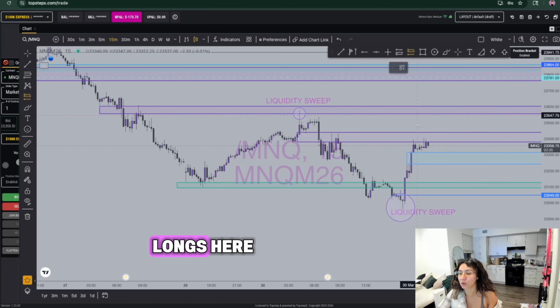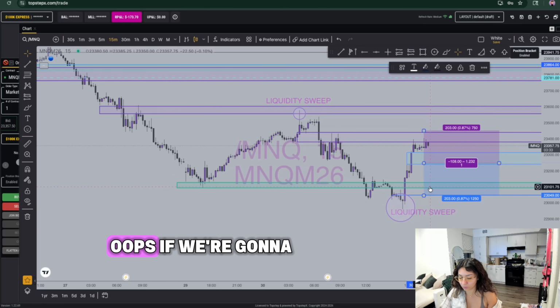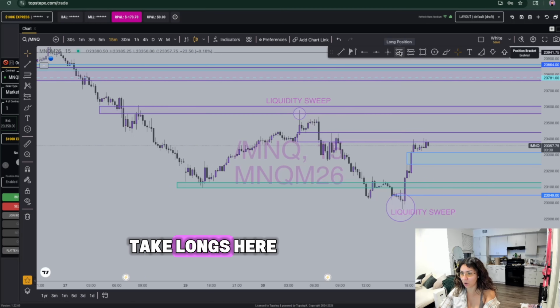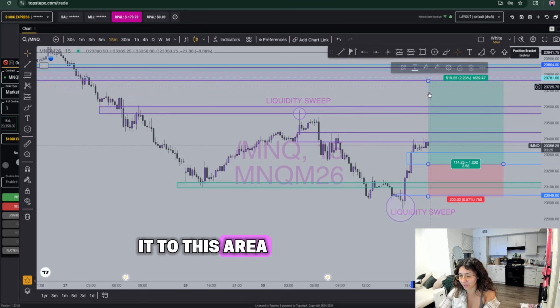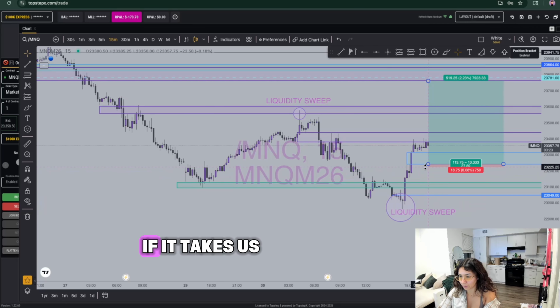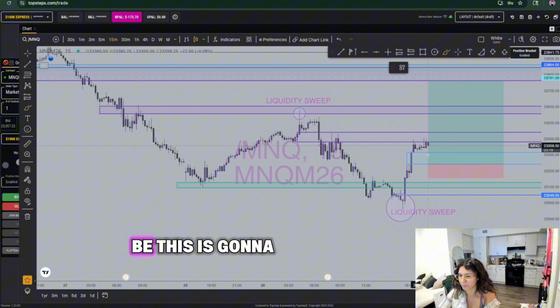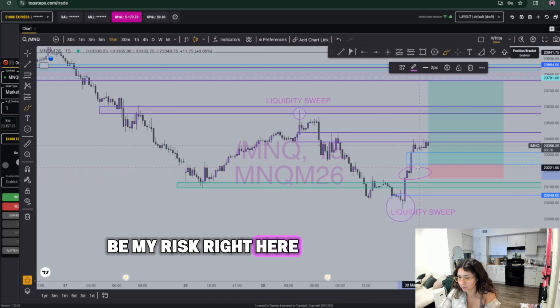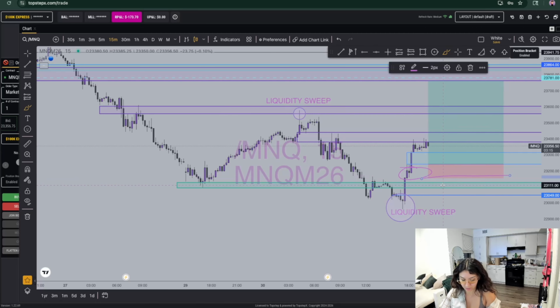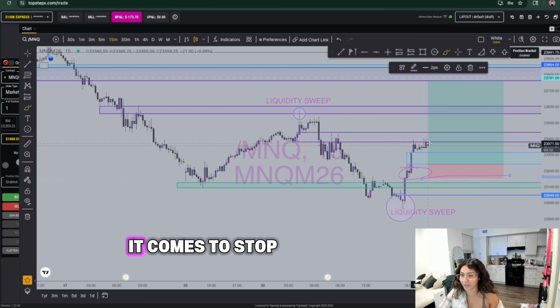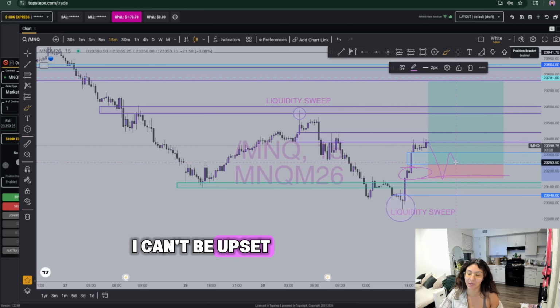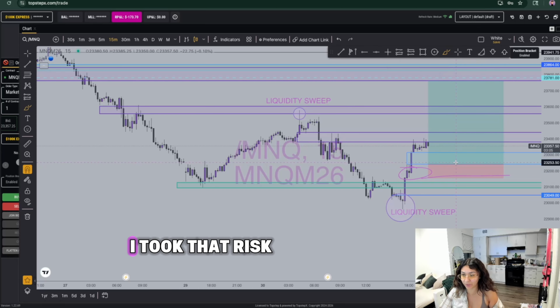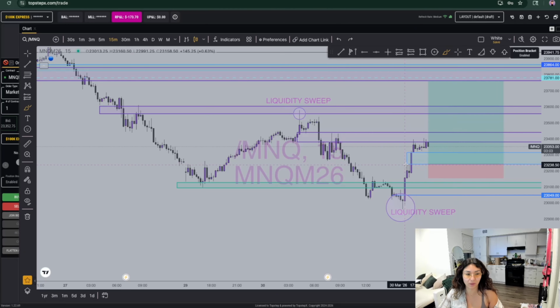If we're gonna take longs here and ride it to this area, and it takes us out at these lows down here, right? Because this is gonna be my risk right here. That's why I put it right there. If this is the risk and it comes to stop me out, I can't be upset. I took that risk.